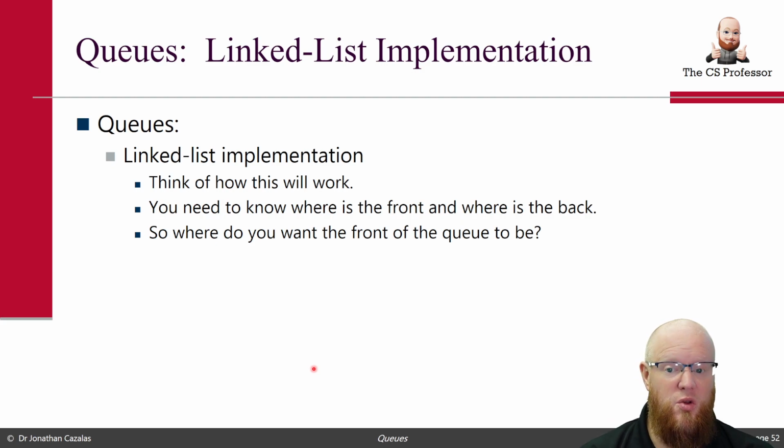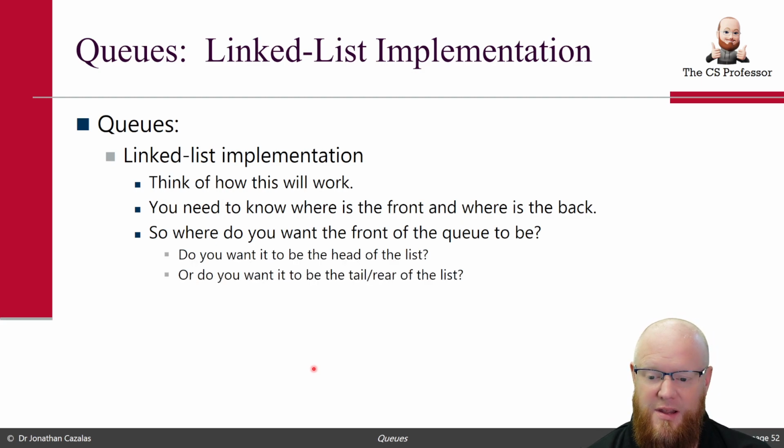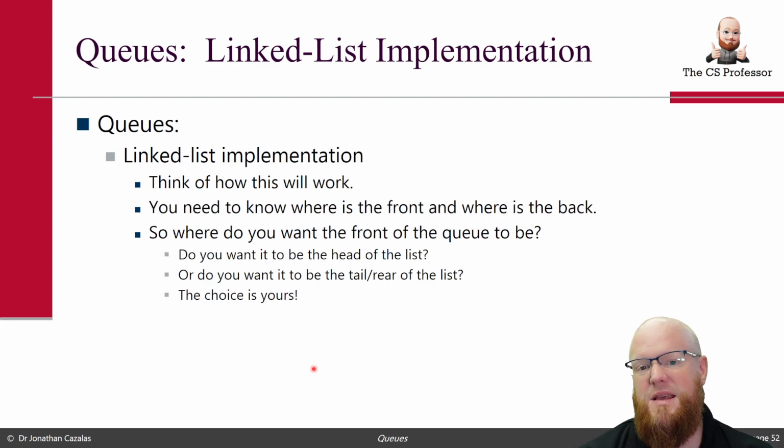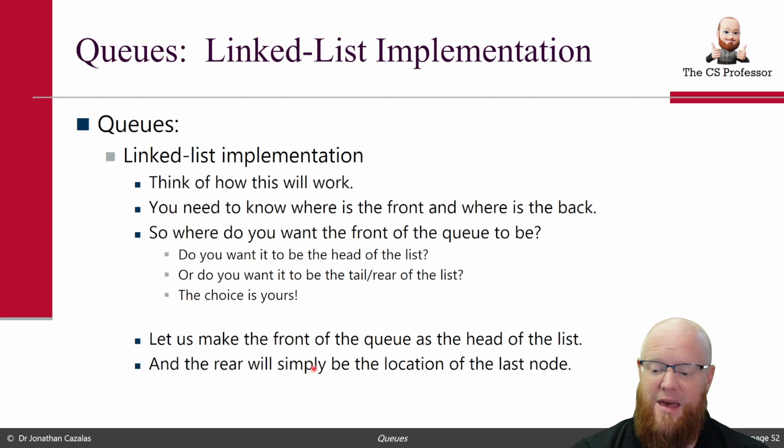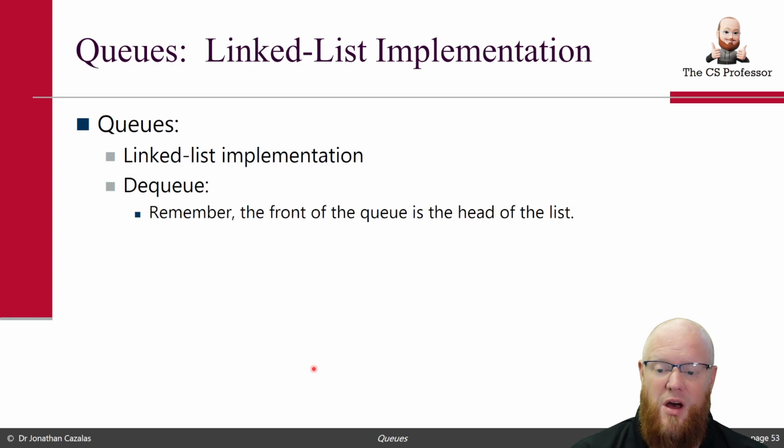Where do you want the front of the queue to be? Do you want it to be the head of the list, or do you want it to be the tail? You could actually have it be the tail, but in this case, although the choice is yours, it makes sense that the front would be the head of our list, and the rear will simply be the last node of our list.